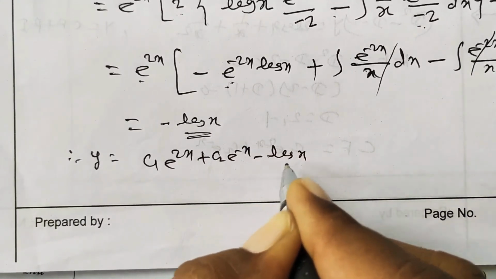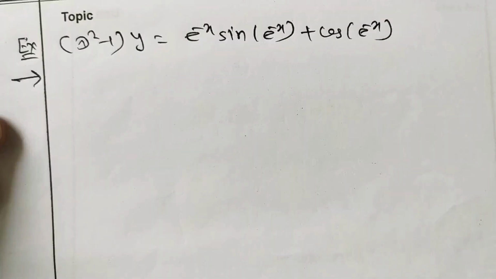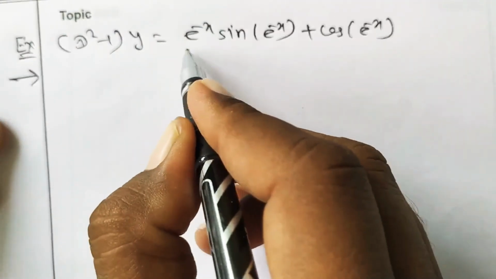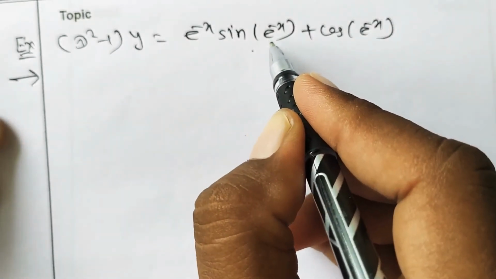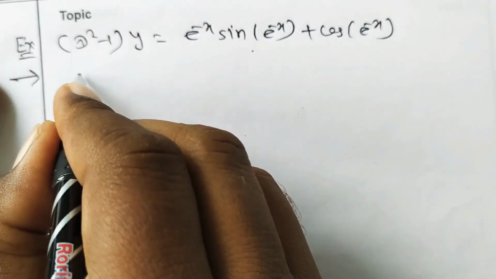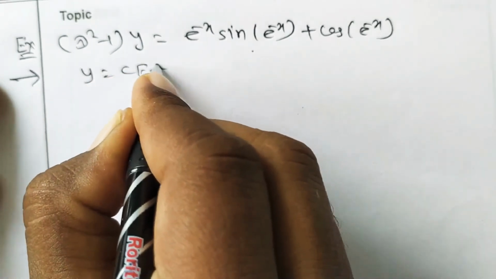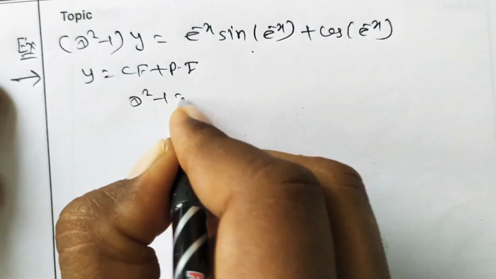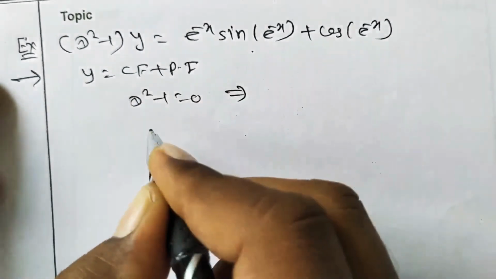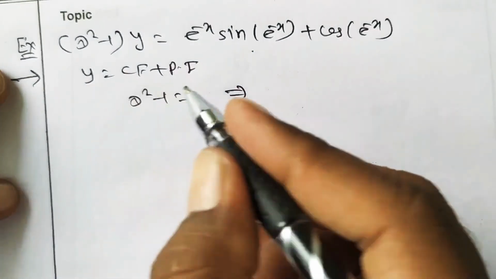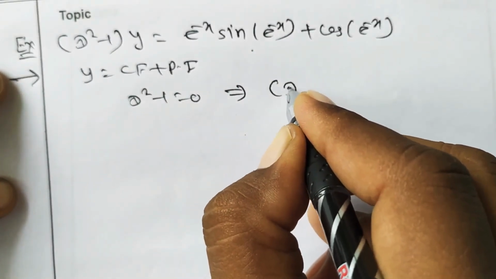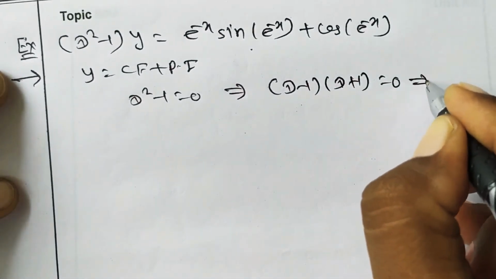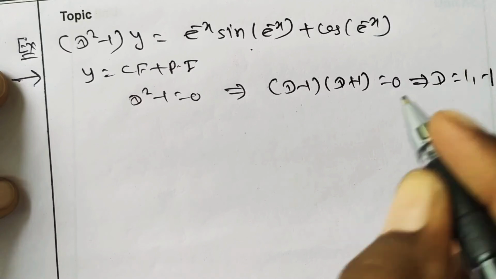So the next problem is to solve D square minus 1 into y is equal to e raised to minus x into sine of e raised to minus x plus cos of e raised to minus x. So again the complete solution of this differential equation is y equal to CF plus PI. So for CF, again the auxiliary equation is D square minus 1 equal to 0. So what are the roots of D square minus 1? Using the formula a square minus b square, that is a minus b into a plus b, so D minus 1 into D plus 1 equal to 0, means D equal to 1 and minus 1.